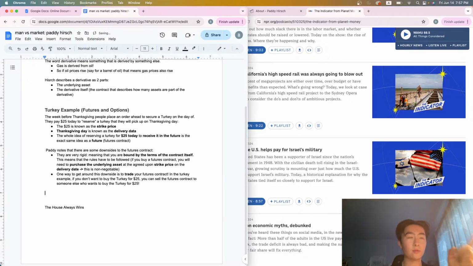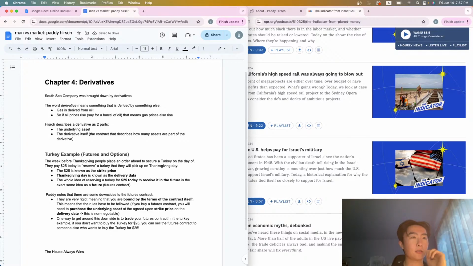So, I think this one is derivatives. Yeah. And we had just finished talking about a futures example for turkeys. Well, basic idea is that if you think about Thanksgiving, a lot of people place an order ahead to secure a turkey before the actual Thanksgiving day. They want to place an order before that day just in case there's not enough turkeys, or maybe on the day before Thanksgiving, Safeway will jack up the prices of turkey so that people will have to pay $100 for a single turkey, as opposed to, let's say, $25.